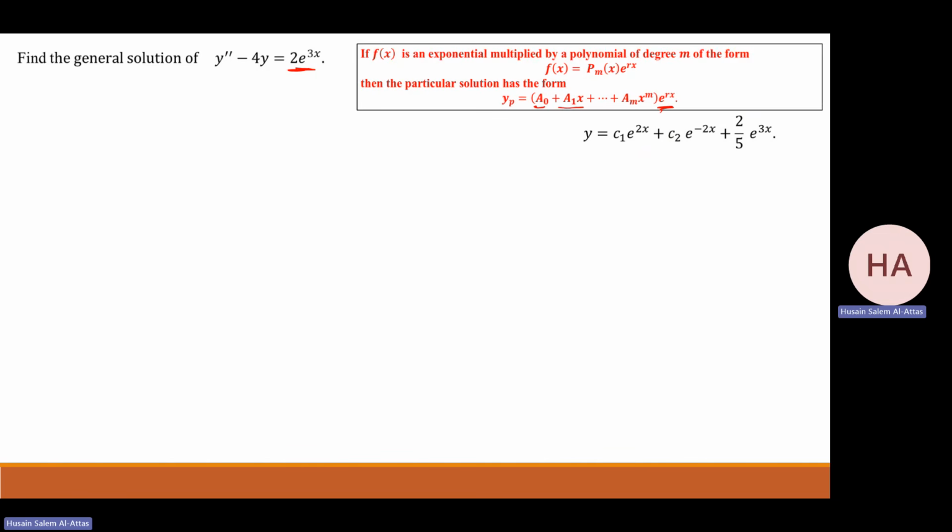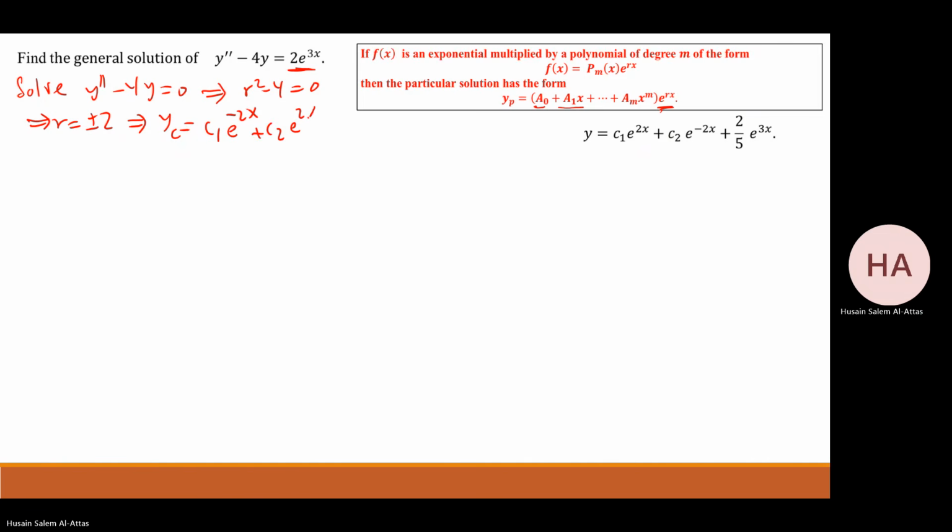So let me, as usual, solve the homogeneous. That means I have r squared minus 4 equals 0. So r equals plus or minus 2. So yc will be c1 e to the 2x plus c2 e to the minus 2x. Okay. Now for yp, what is my guess?